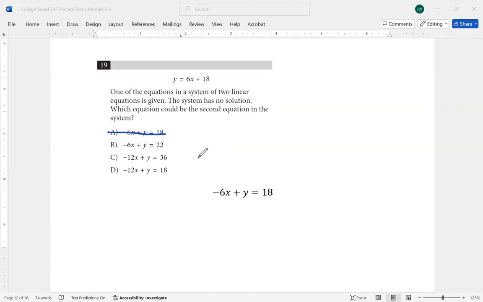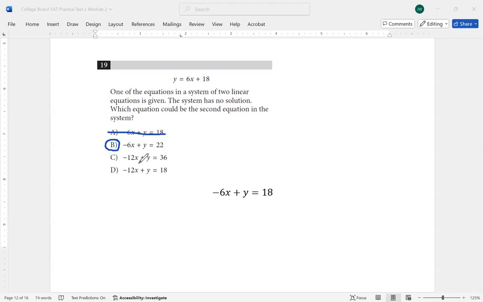Therefore, in terms of solutions, we're going to have two parallel lines, which means we have no solution. So option B is the correct option. Now we could stop there if we wanted to. We could just say circle B and move on.